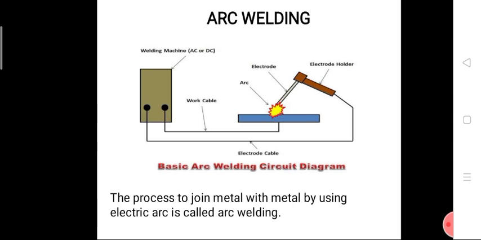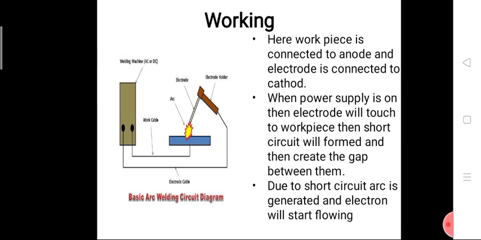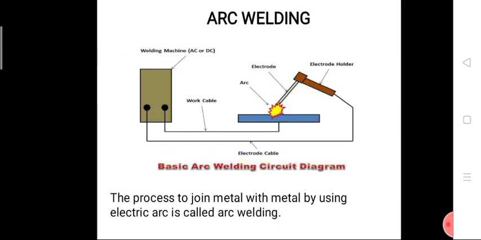Now, first welding is arc welding. In arc welding, the welding is done by the use of electric arc. That's why it is called arc welding. Next, how is it performed? First we have to take the material which is going to be welded. Second, there is a requirement of electrode, then electrode holder, then power supply and electric cables.